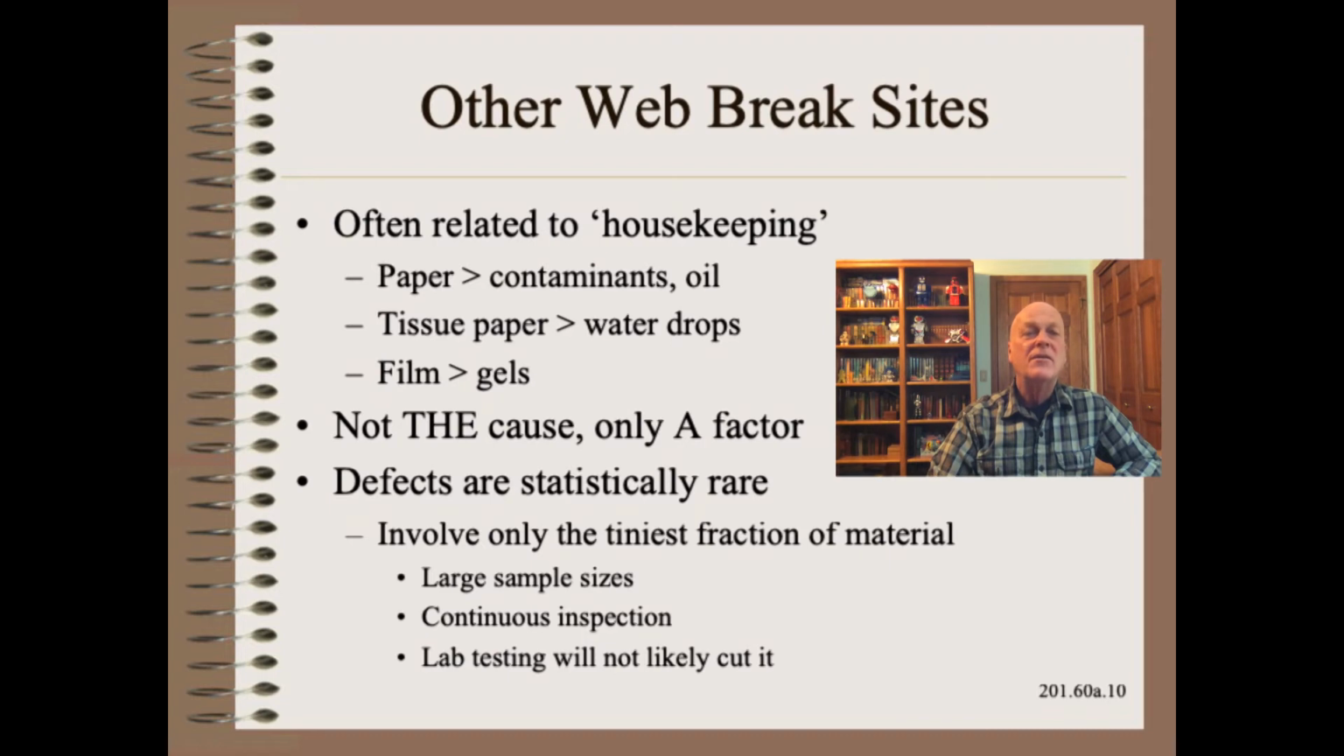Second, we reinforce the essential concept that these events are statistically rare even if they occur regularly through the day. The reason has to do with the fraction of material involved in the defect or break versus the fraction of material that was untroubled. This means that you need to have astronomically large sample sizes for discrete measurement or perhaps continuous measurement or inspection. As we will see in the next clip, lab measurements are almost certainly not going to cut it.